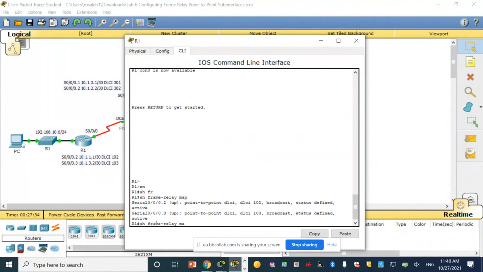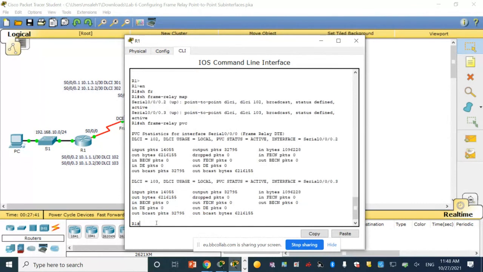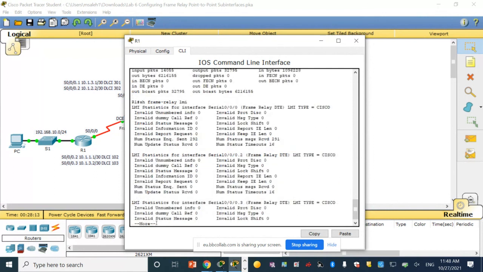The second command you need to know is show PVC, permanent virtual circuit. Again, here it's showing me I have the DLCI 102 broadcast. Okay, and it's configured on serial 0/0/0.2. No shutdown if it was down or if it's not configured. Okay, now the last command for troubleshooting is show frame relay LMI. Okay. That's it.